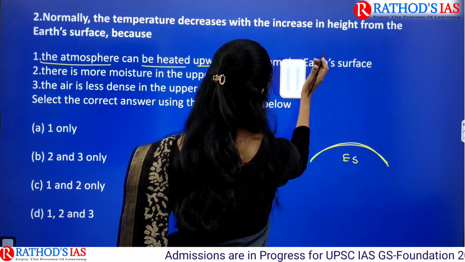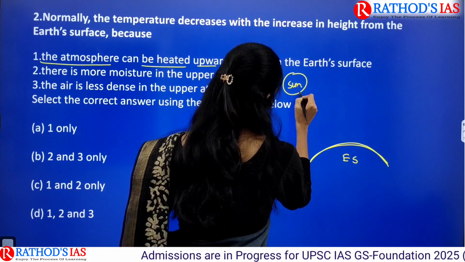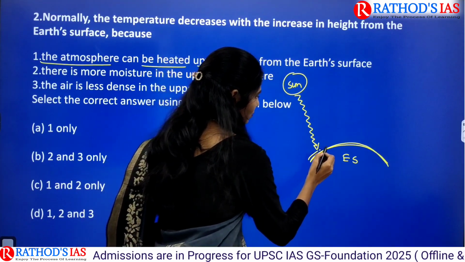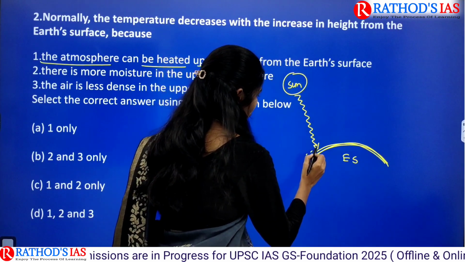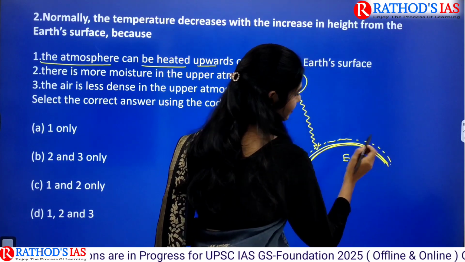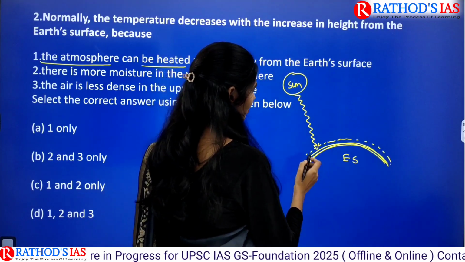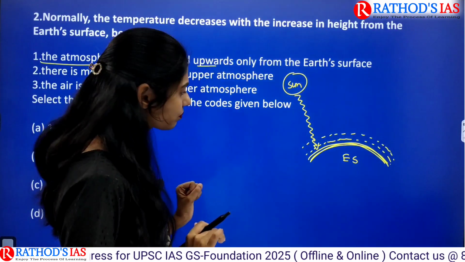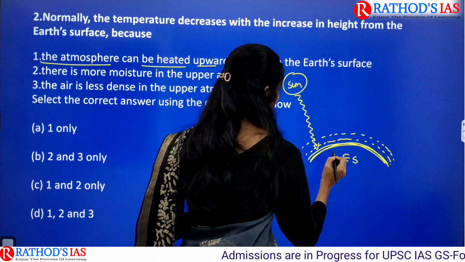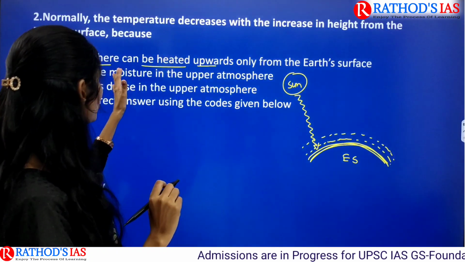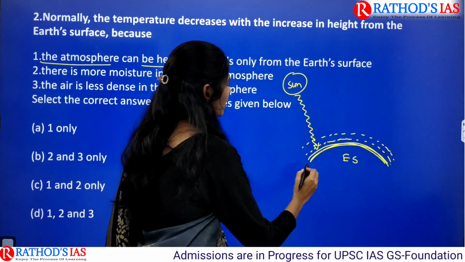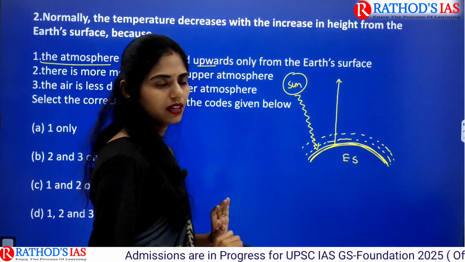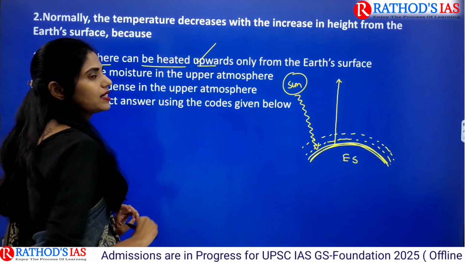So from the sun we will be getting incoming solar radiation. First, the earth's surface will get heated, and the air in contact with the earth's surface or land will get heated, and slowly convection happens, right? So the first statement is saying that the atmosphere can be heated upwards only from the earth's surface, that means from the earth's surface the temperatures will be getting heated up. Yes, of course, this first statement is correct.